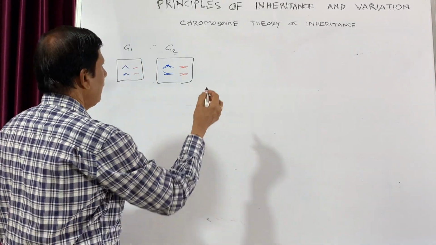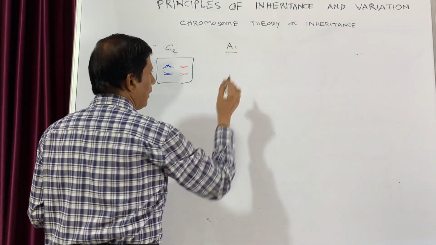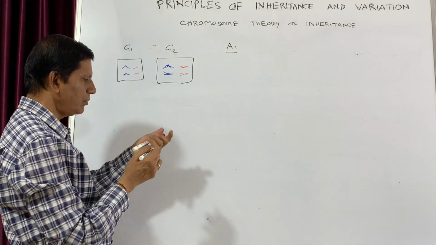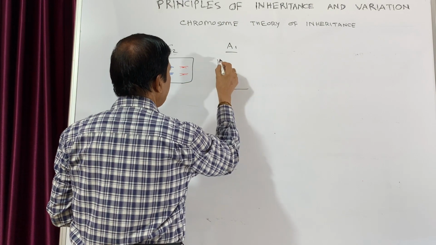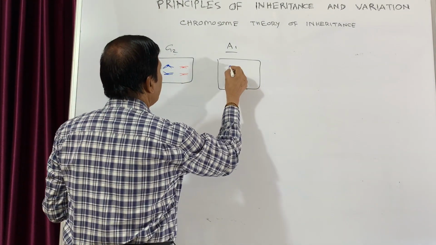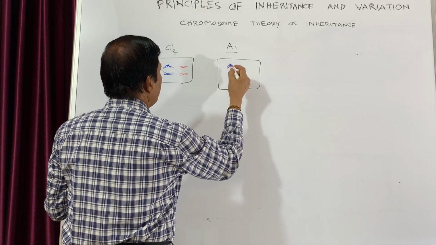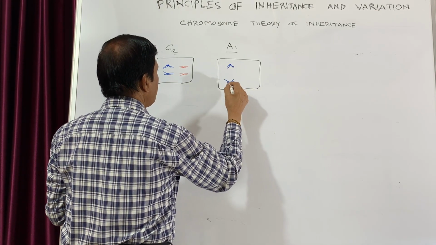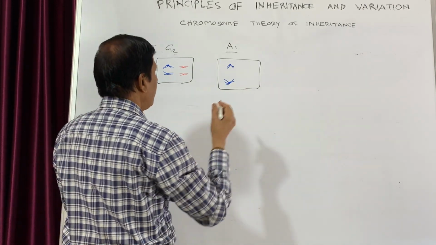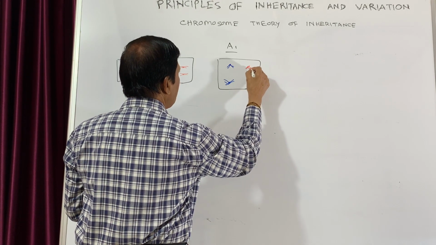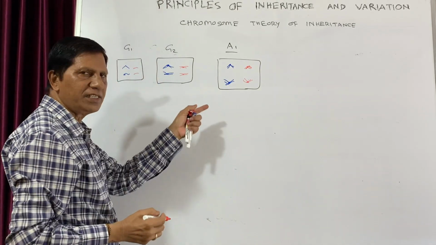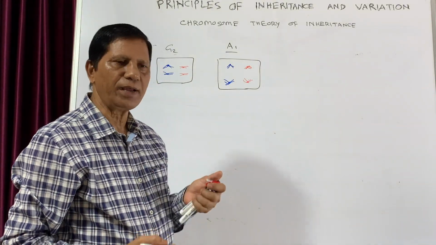Now in anaphase 1, because meiosis is taking place, meiosis 1 is there, meiosis 2 is there. Now in anaphase 1, what will happen? The homologous chromosomes will separate to opposite poles, and the other pair also will separate to opposite poles. That means in anaphase 1, the two homologous pairs move to opposite poles. And at this stage, all the chromosomes are bivalents.